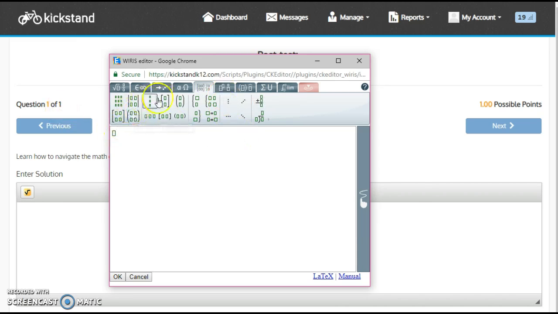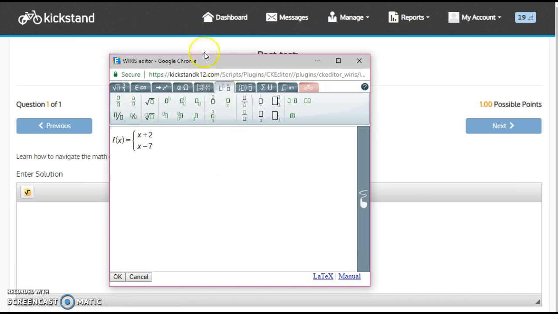Here you'll see the option to put more than one thing in a set of brackets. So when we have piecewise functions, you'll use this double set of brackets. And those functions look something like this.